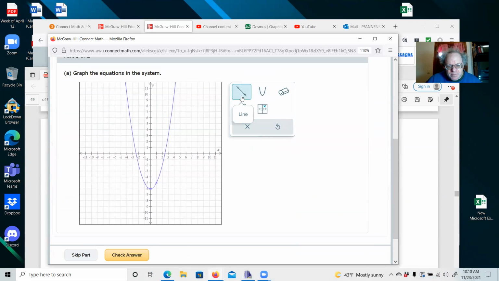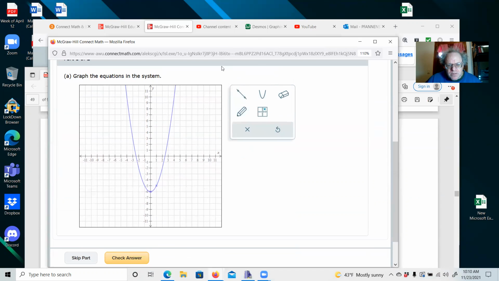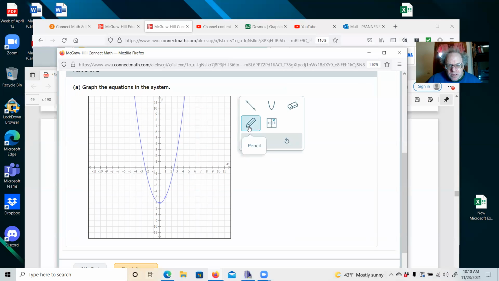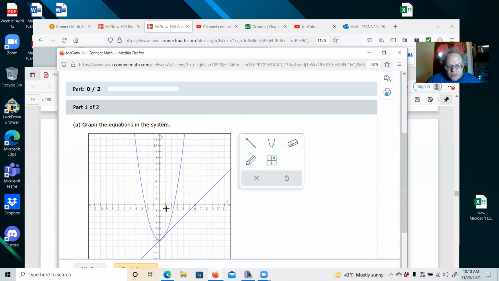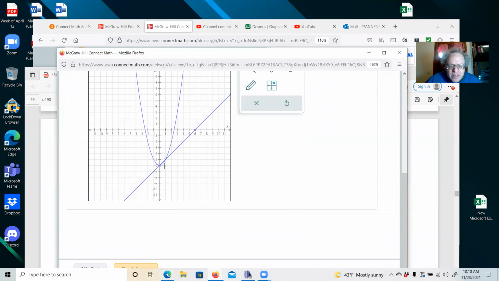If x were 0, y is negative 6. And we have that one. So let's go ahead and place our point and place our point. Okay, and we'll say that's good. Now, if you wanted to zoom in on this a little bit, I don't know if you can, but you can see that there is a little arc here with the parabola, and so the line should intersect it in 2 places. Okay, so that's what we have for that. So we'll check our answer.